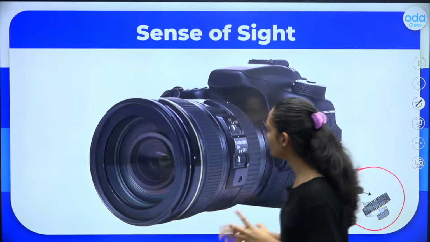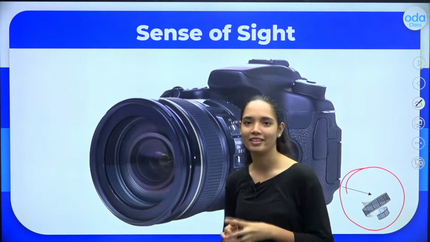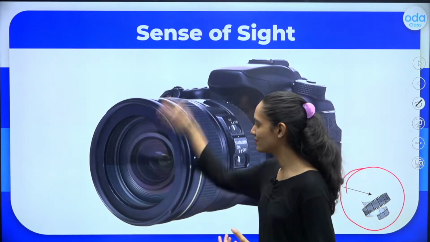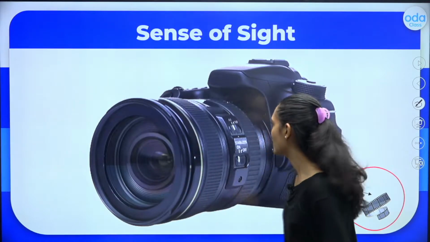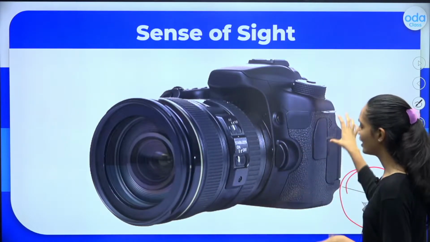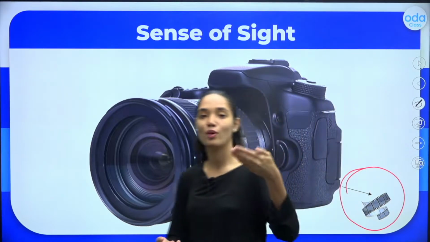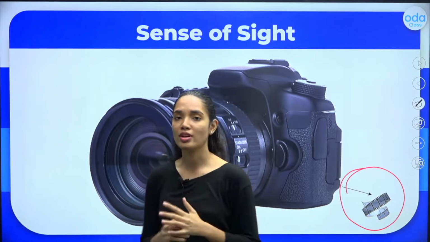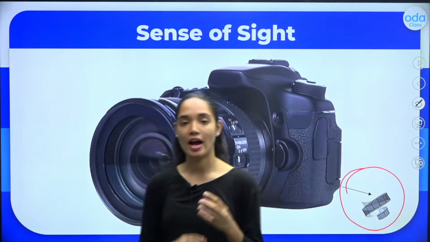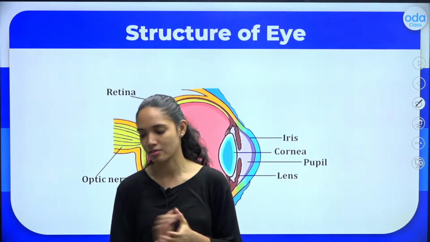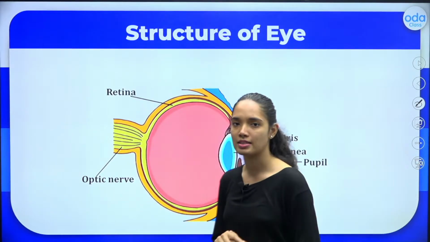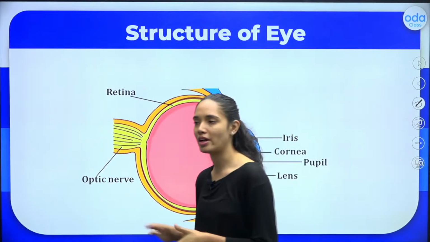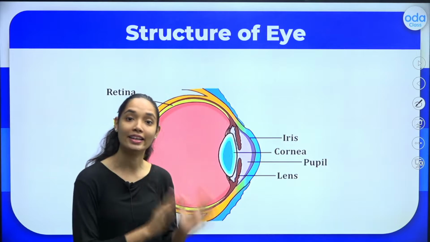Students, all of us know that a camera has different parts, right? The easiest part that every one of us knows is the lens, isn't it? The camera has a lens, and it has another part where you can see what you have captured, which we can compare to the album. Just like the camera, our eye also has different parts. When you go to higher classes, you will study the structure of the eye in detail, dividing it into external structure and internal structure.